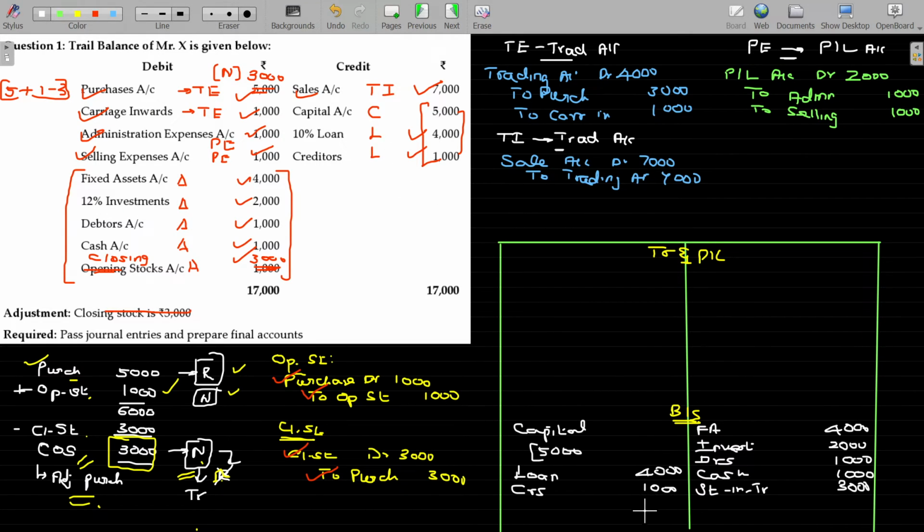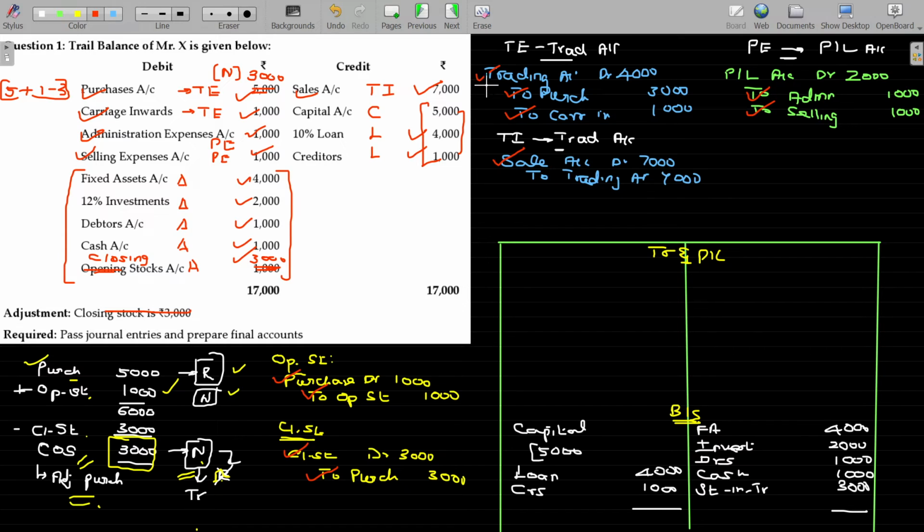Now I have transferred purchases from the trial balance and posted here. Sales also transferred from the trial balance. Admin, selling and distribution expenses transferred from the trial balance. So it is closed there. Now what are the leftover accounts to be posted here?